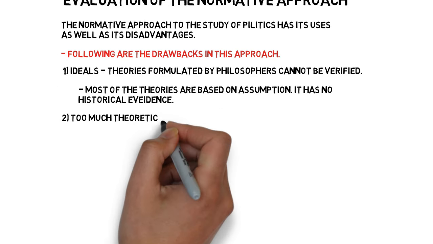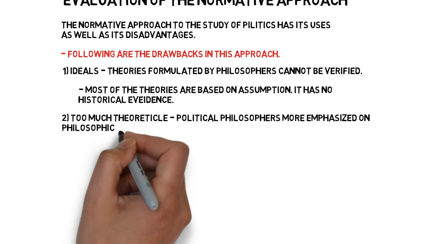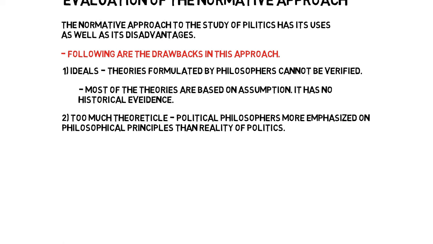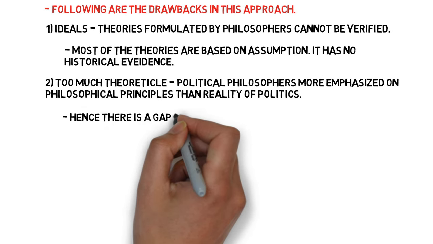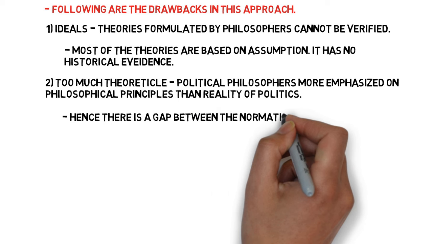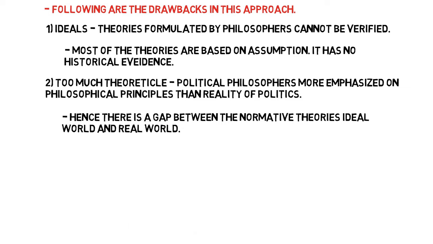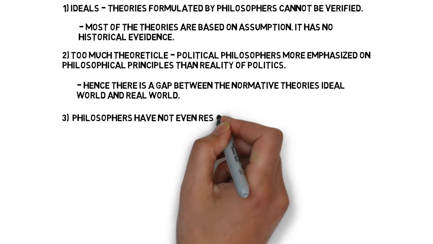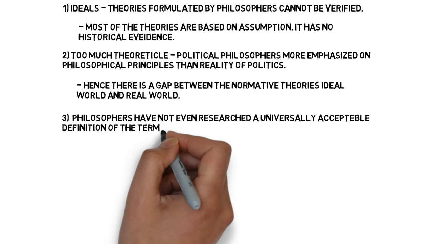Second, too much theoretical. Political philosophers emphasized philosophical principles more than the reality of politics. Hence, there is a gap between the normative theory's ideal world and the real world. And last, philosophers have not reached a universally accepted definition of the term philosophy.